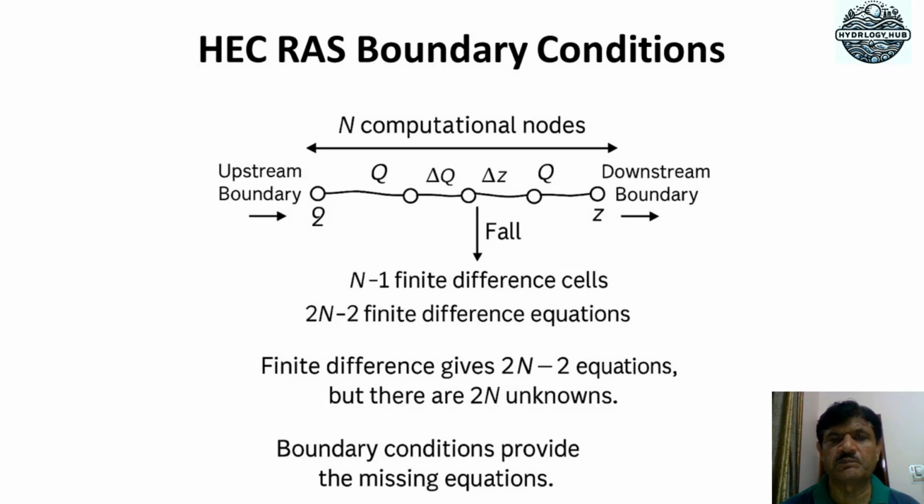These equations are provided by the boundary conditions for each reach, which for subcritical flow are required at the upstream and downstream ends. That means finite difference gives 2n minus 2 equations, but there are 2n unknowns. Now here the boundary conditions provide the missing equations. That's why boundary conditions ensure a unique and stable solution.